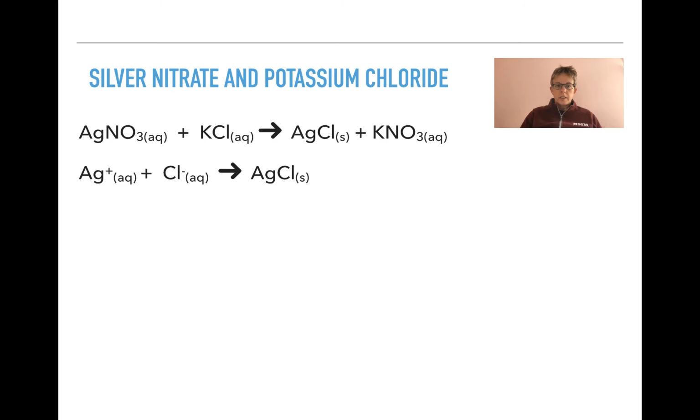Okay. Here on top we have the complete equation for the reaction of silver nitrate with potassium chloride to form the silver chloride precipitate. And then the second equation just shows that in net ionic form. Again, note that potassium and nitrate ions are spectator ions. So what does this look like on a particle level?